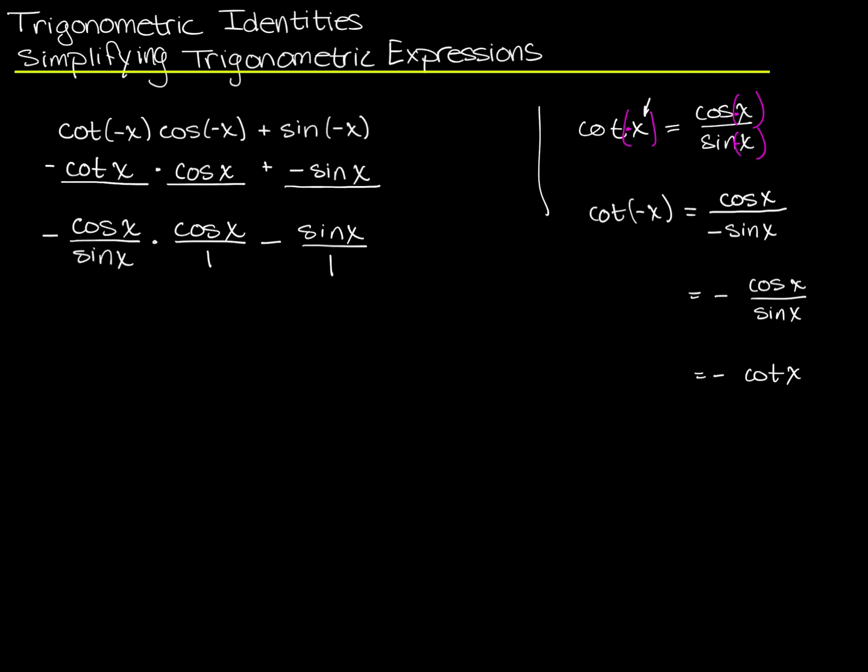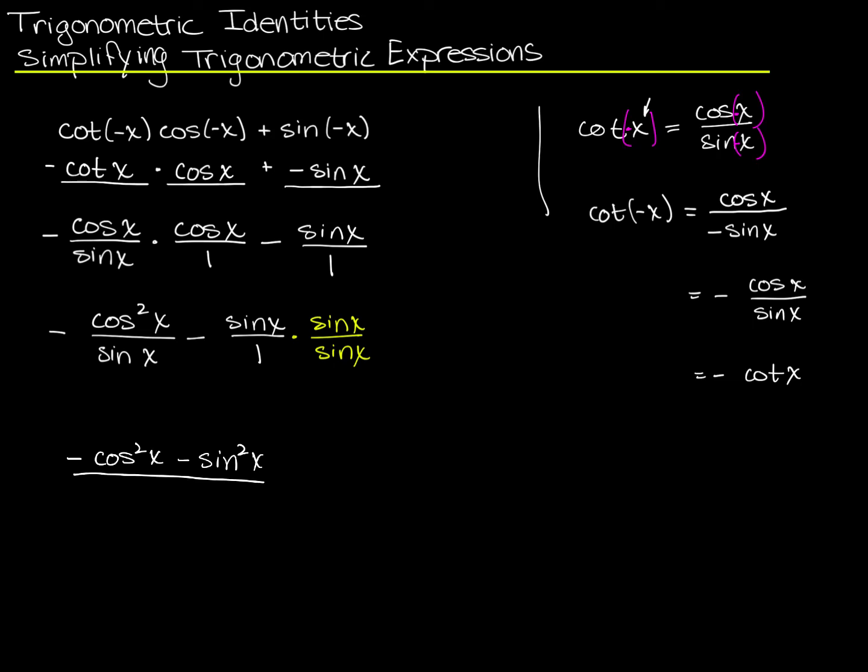That first product of 2 fractions, actually, I can combine. I'm going to end up with negative cosine squared of x over sine times 1, which is just sine, minus the sine of x over 1. And that, I think I will change. Now I'm going for a common denominator. I have sine in the denominator of the other fraction, so I want sine in the denominator of this fraction. And then I can rewrite this as negative cosine squared of x minus sine squared of x all over sine of x.